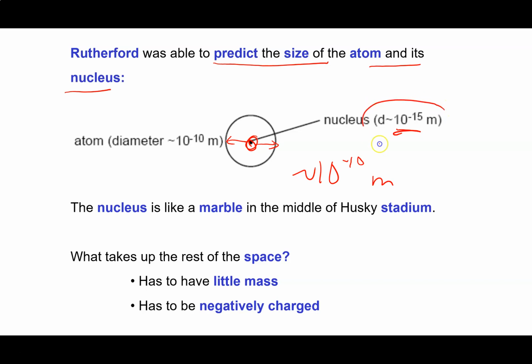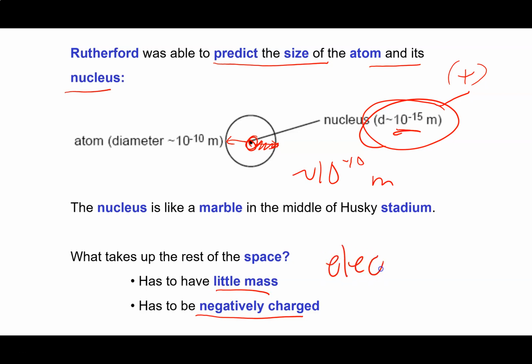So that's all the positive stuff, right? This is all the positive stuff. That's the pudding shrunk down to a point. So what fills in the rest of this space out here? What makes up the negative part of the atom? And it can't weigh much, right? So what takes up the rest of that space? It has to have almost no mass, and it has to be negatively charged. Well, it's kind of obvious now, isn't it? When you think about it, it's got to be electrons, right?